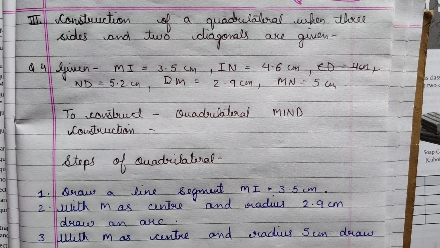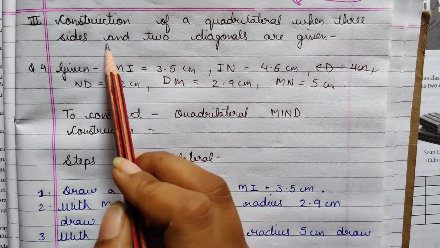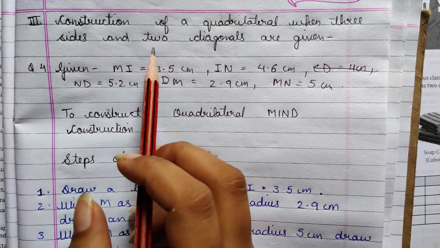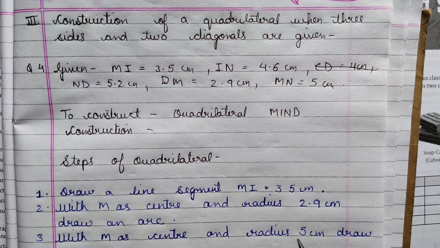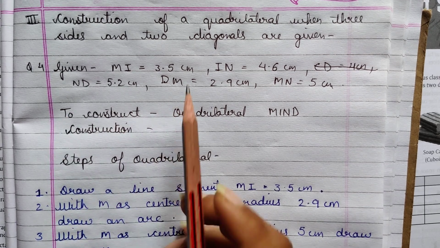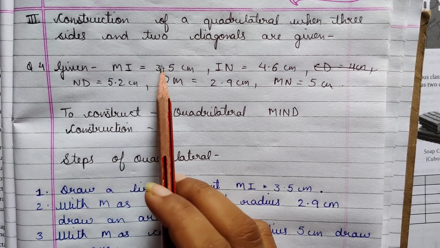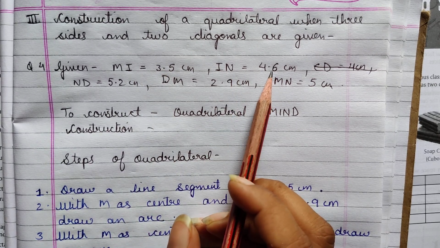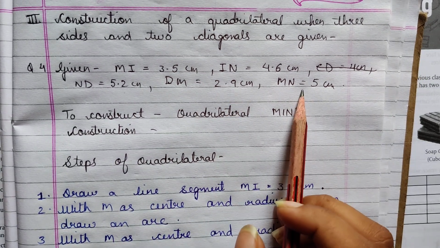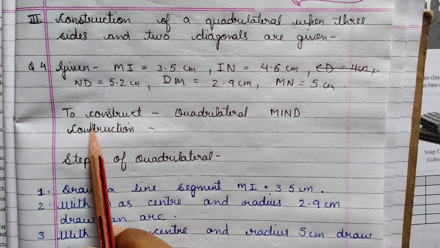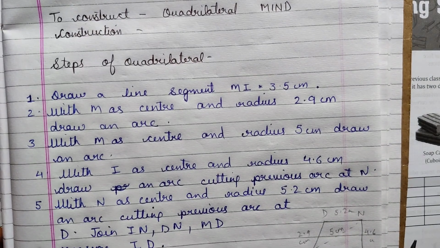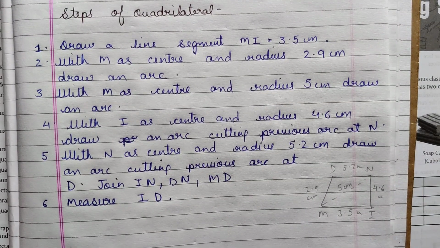Next case is that you have construction of a quadrilateral when 3 sides and 2 diagonals are given. Since none of the questions is the same where 3 sides and 2 diagonals are given in your exercise, I have done question number 4, which is almost similar. So here the sides are MI equals 3.5 centimeter, IN equals 4.6 centimeter, ND equals 5.2 centimeter, DM equals 2.9 centimeter, and your diagonal MN is 5 centimeter. Here you have to construct a quadrilateral MIND, and these are the steps of construction. Also you need to measure the length of the second diagonal.